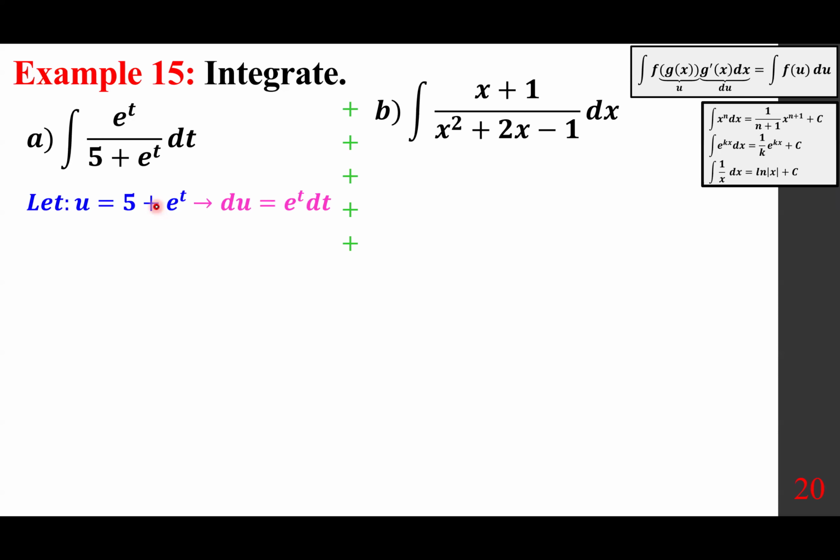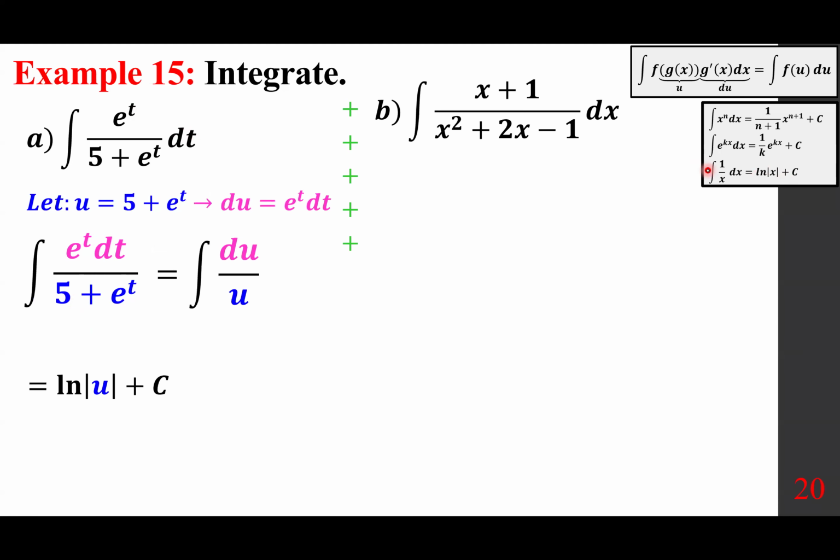So you are going to write the integral of e to the power of t dt over 5 plus e to the power of t, because you're going to put that at top. So clearly the top is du, the bottom is u, and that follows the result for which is a natural log. And of course, the reverse substitution, you get natural log of the absolute value of 5 plus e to the power of t plus a constant. Because this expression is positive, you may lose the absolute value and replace it with a parenthesis.